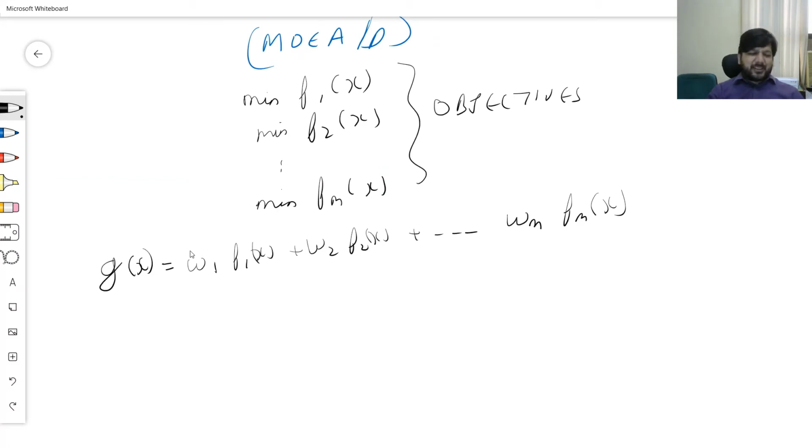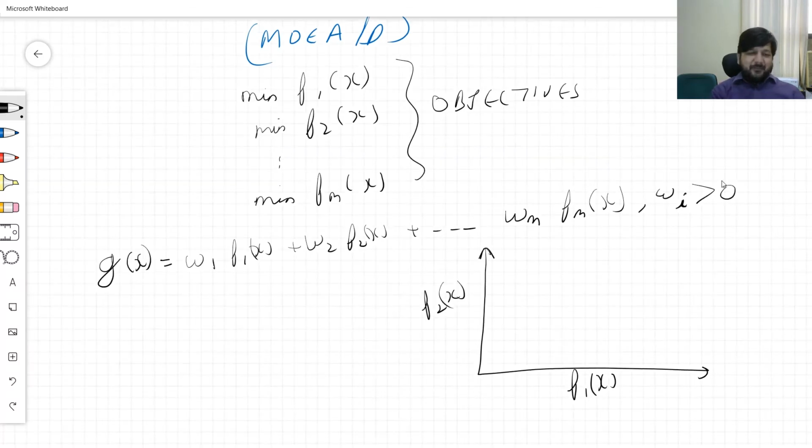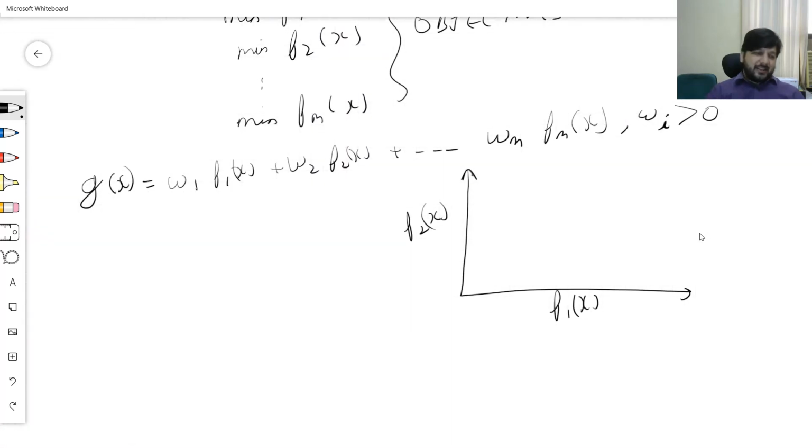Now let us see what this is really about. The objective space, so let me draw an objective space over here. And this is f1(x), this is f2(x), and similarly there are other objectives possible. A constraint here is that all wi should be greater than 0. A minimization problem cannot become a maximization problem. So if I represent what is g(x), it's actually a line like this that passes through the origin.